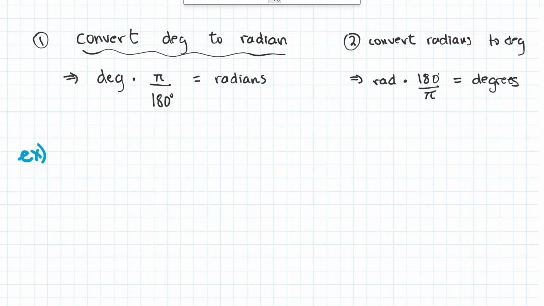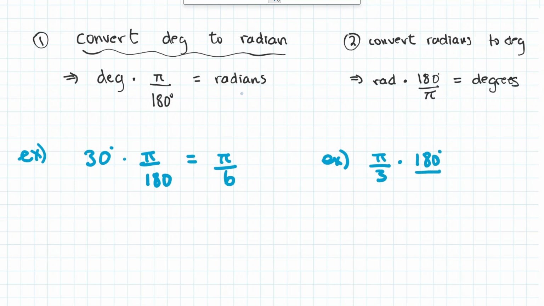First, let's say we want to convert degrees to radians, and let's say that we have 30 degrees. We follow this formula, so we do 30 times pi over 180, and that is going to give us pi over 6. Now let's do another example where we want to convert pi over 3 radians into degrees. Now we're going to multiply that by 180 degrees over pi. So our pi's cancel out. 180 divided by 3 is 60. So that is 60 degrees right there.